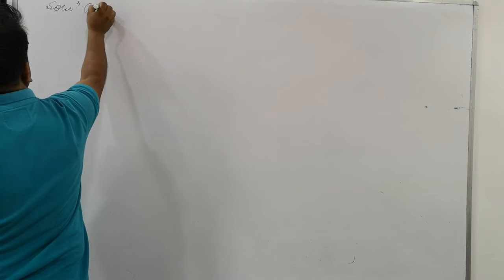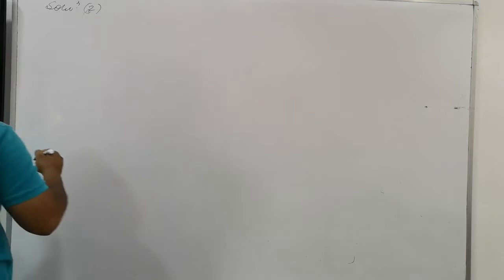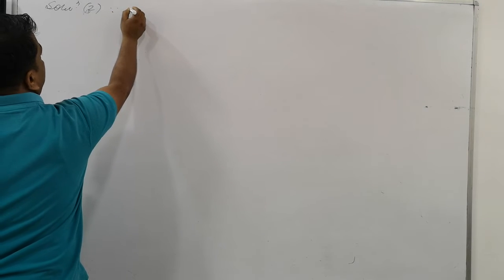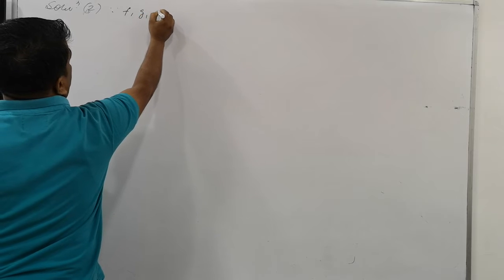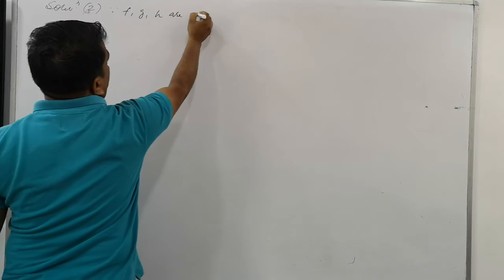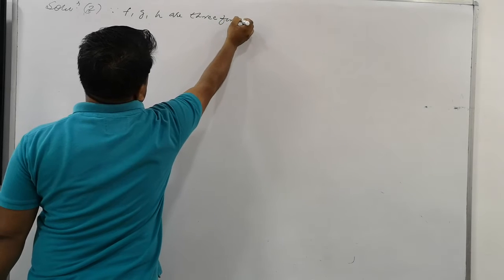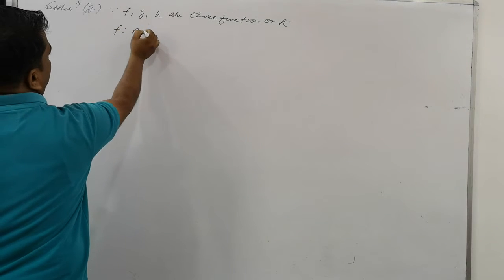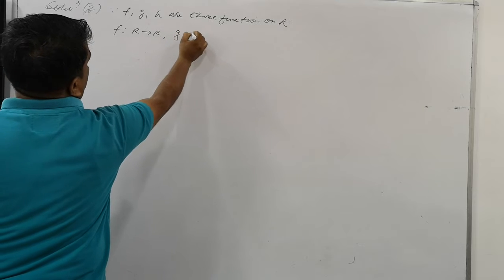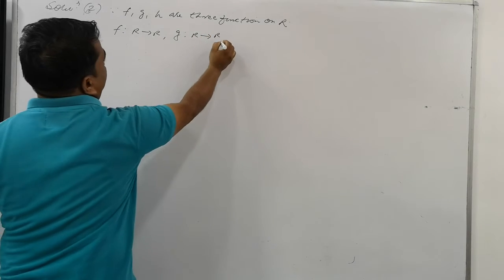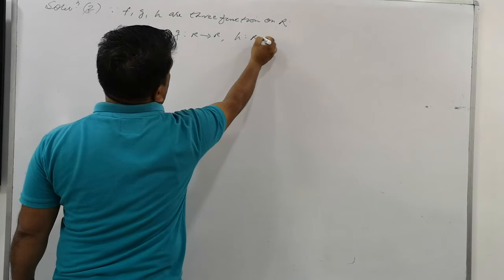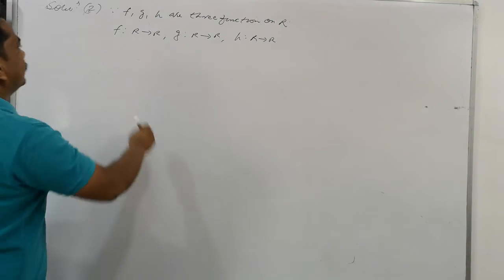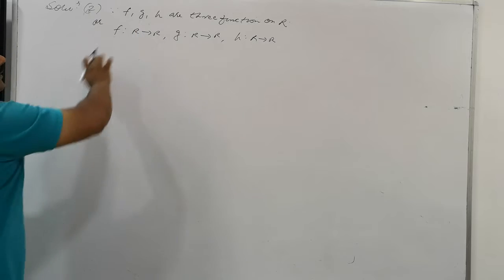Solution number two. We are solving NCERT questions, Exercise 1.3, question number 2. What is given in the question? Three functions f, g and h on R. This is the method of writing. Or another way we can also write: f from R to R, g from R to R, and h from R to R. We can also write in this manner.